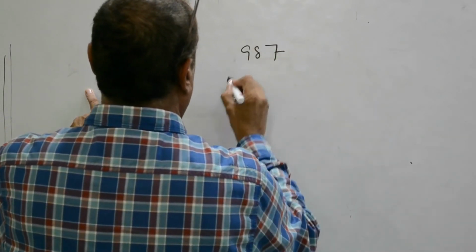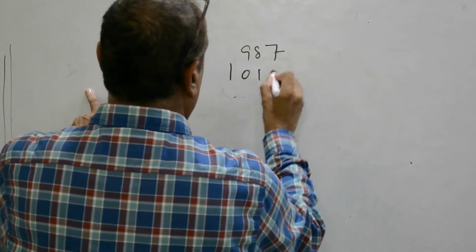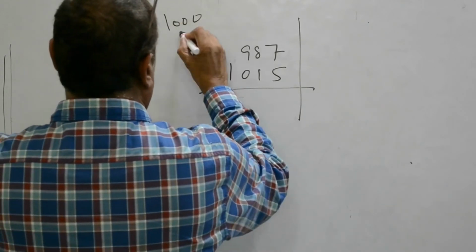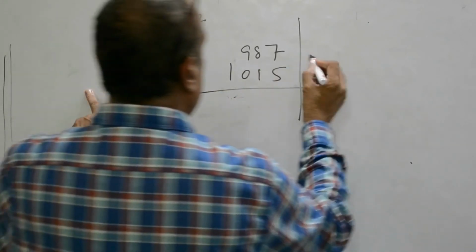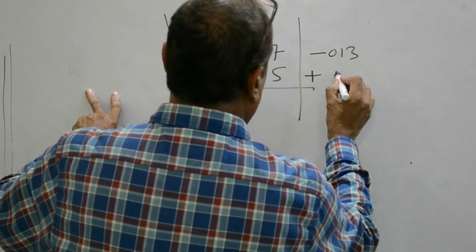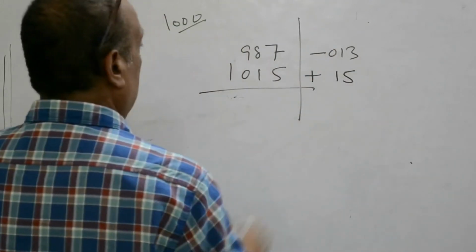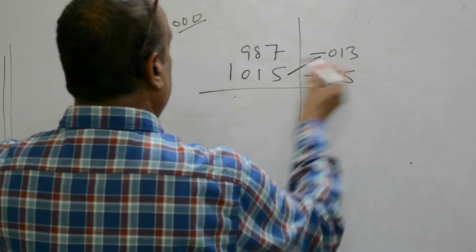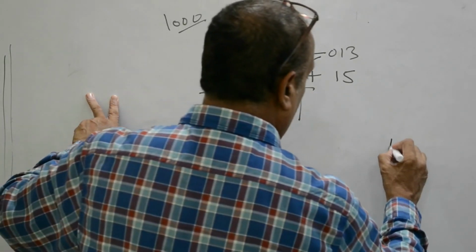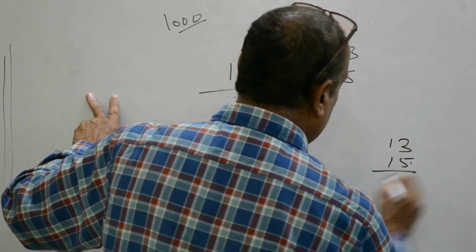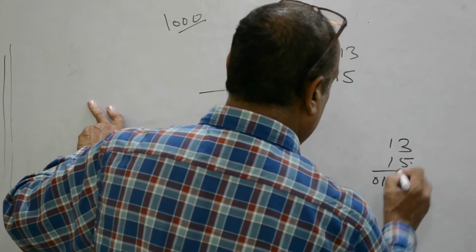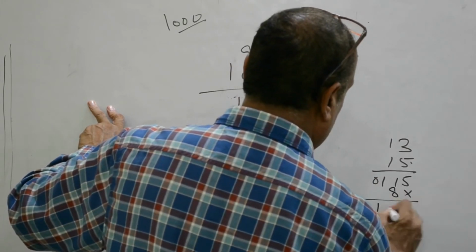Now suppose we want to multiply 987 by 1015. So the numbers are near the base 1000. This is 13 less than the base. This is 15 more than the base. So when we deduct 13 from 1015, it is 1002. Now 13 is multiplied by 15, so it is 195.